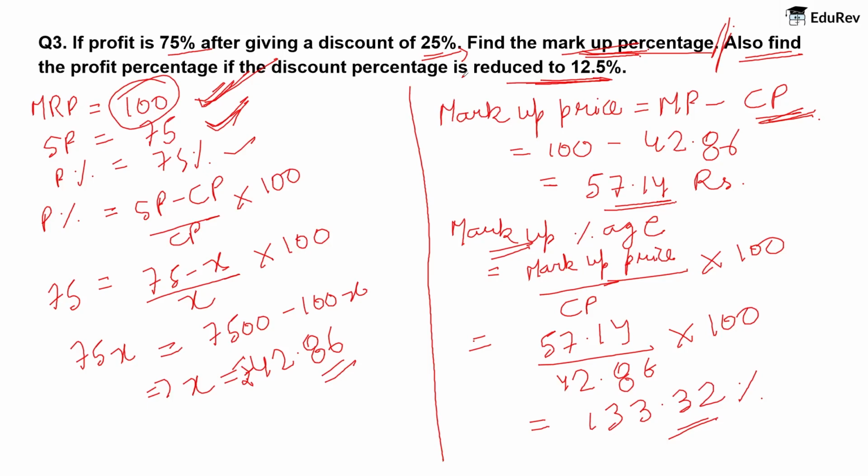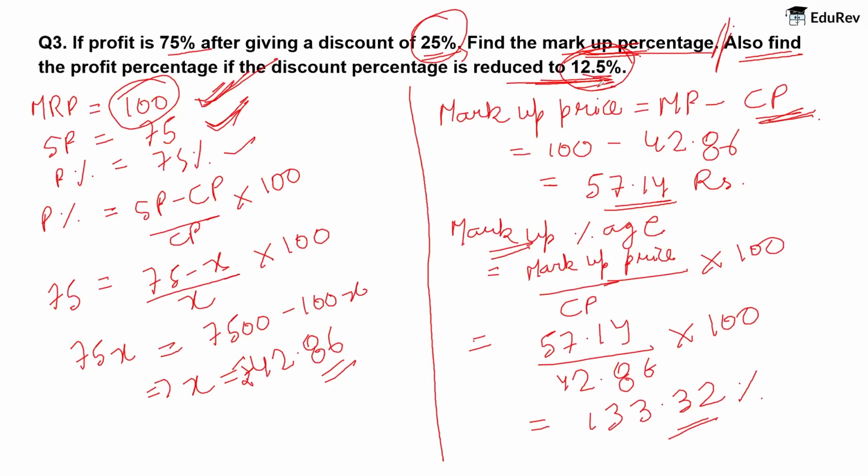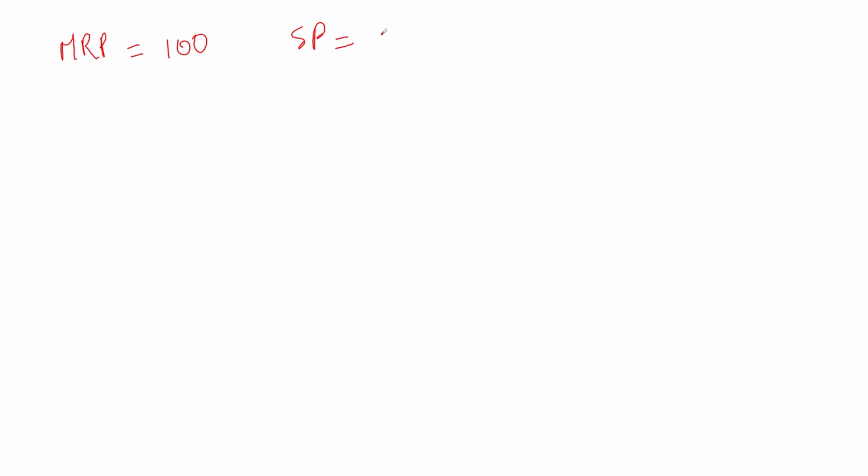So again, a similar question to the first one. Now the discount percentage is reduced to half. Earlier it was 25, now it is 12.5. So we have to calculate the profit percentage keeping into mind the new discount percentage. So MRP we know was 100. Selling price after giving a discount of 12.5% now. Now it's not 25, it's 12.5. So after giving a discount of 12.5%, the selling price is 87.5 rupees, and cost price we have calculated just now a few minutes ago in the previous part. So that was 42.86 rupees.